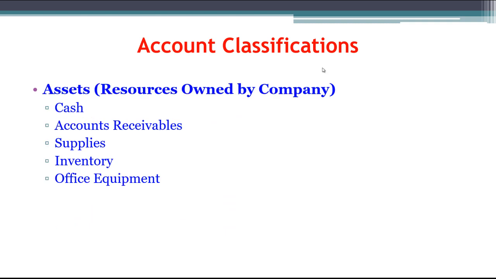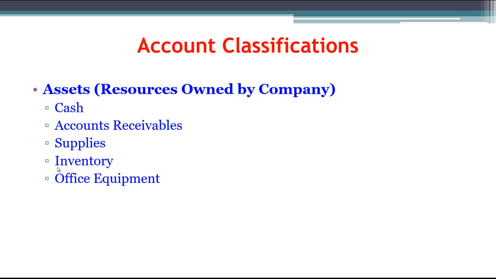So let's talk about these account classifications here. We have assets that are the resources owned by the company. We have a variety of examples: cash, accounts receivables, supplies. Notice here, by the way, supplies. This is the supplies asset. It's just called supplies. There's another account that's an expense called supplies expense. 2 separate accounts that work together, but supplies is an asset.